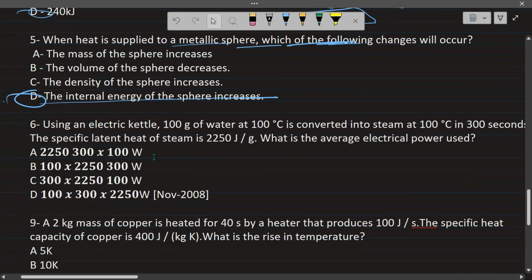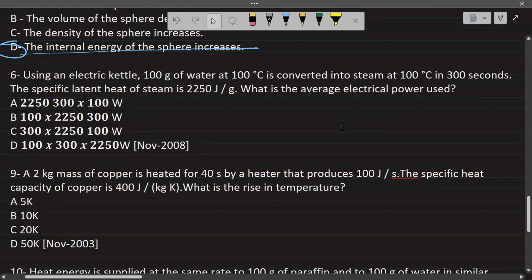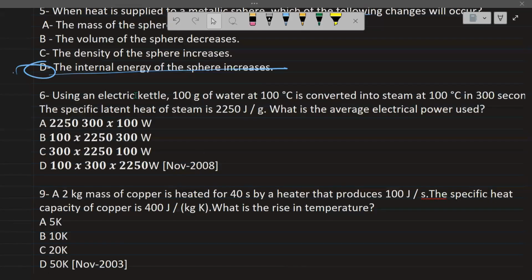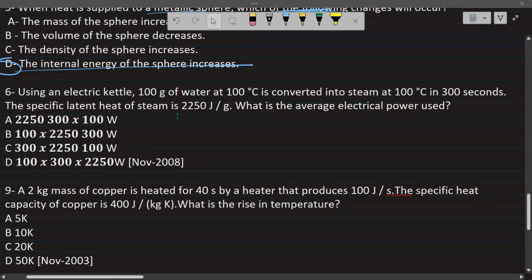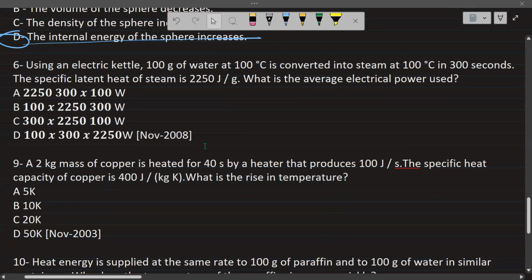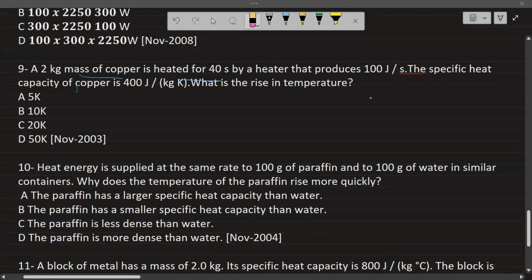Using an electric kettle, 100 gram of water at 100 degrees is converted into steam at 100 degrees in 300 seconds. The specific heat capacity of steam is this. What is the average electrical power used? This is a calculation-based question, and there's a concept of latent heat. In the new syllabus latent heat is not included, hence we will not do it. Now we will do question number 9. It's basically question number 7, but I think it's a typing mistake.